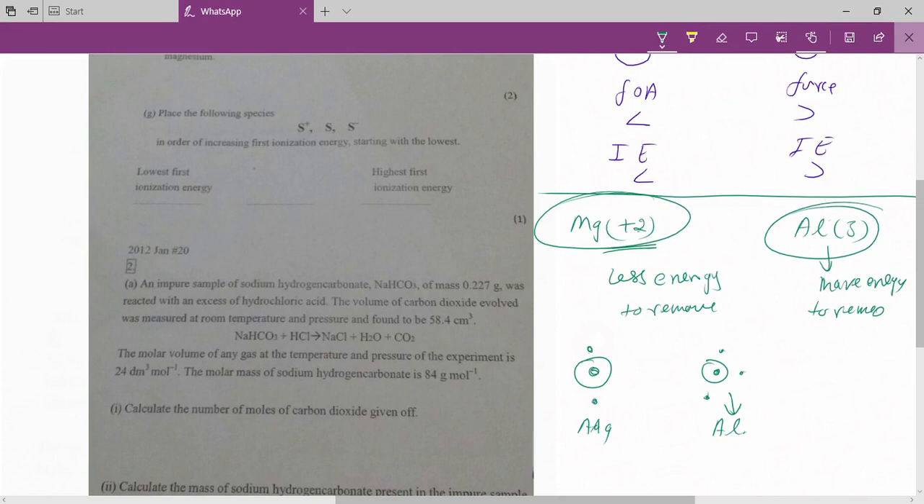But down the group, atomic radius increases. The simple fact is that the force of attraction will be less, so the electrons in the outermost shell have the tendency to lose their shell. To lose them, the minimum amount of energy is required to release them. That's it.